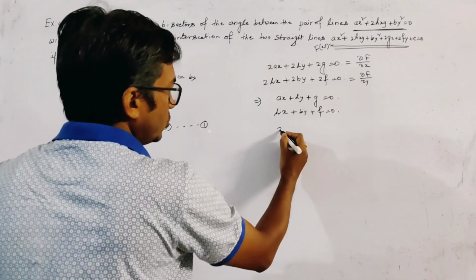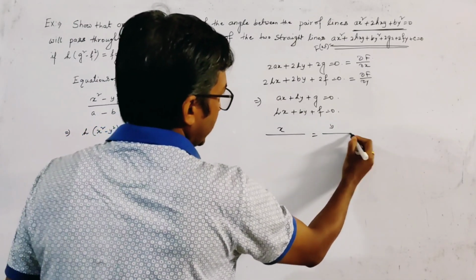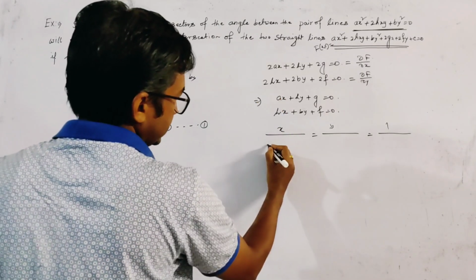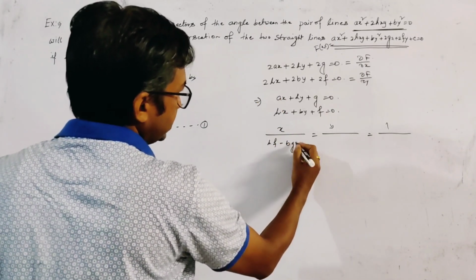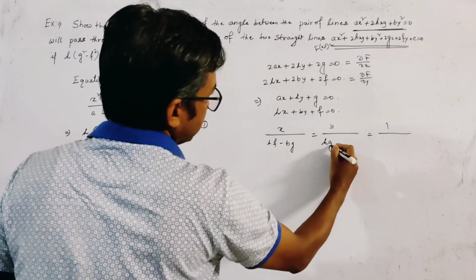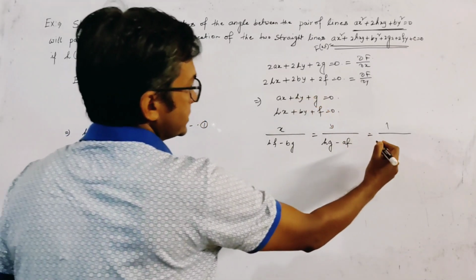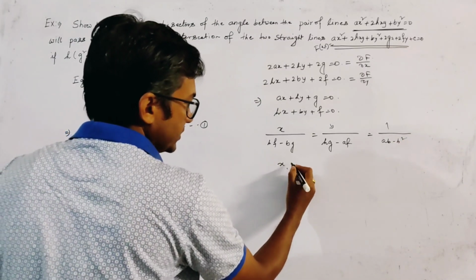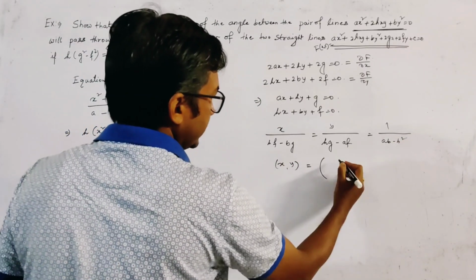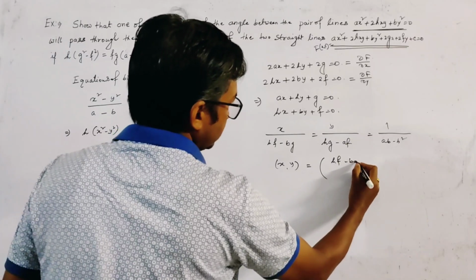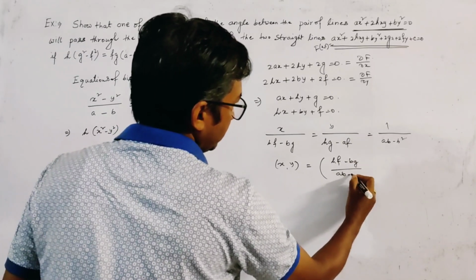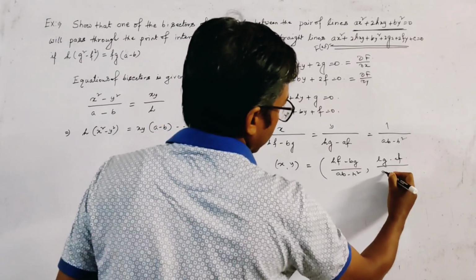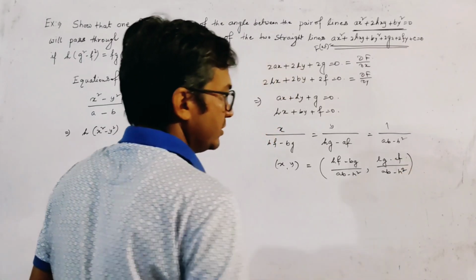Now solving these two by cross multiplication, we get x by y by 1 equal to hf minus bg, hg minus af, and ab minus h square. So we get the point of intersection (x, y), which is given by (hf minus bg) by (ab minus h square) and (hg minus af) by (ab minus h square).